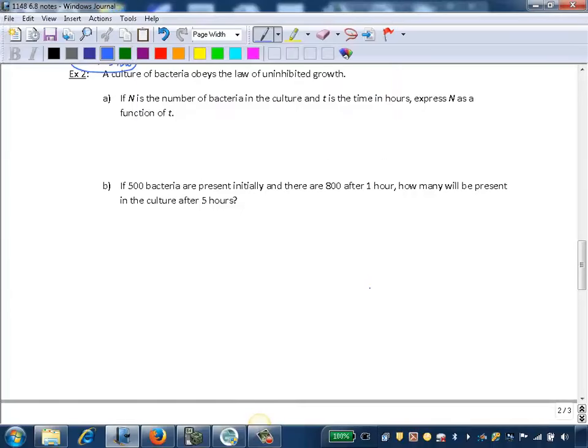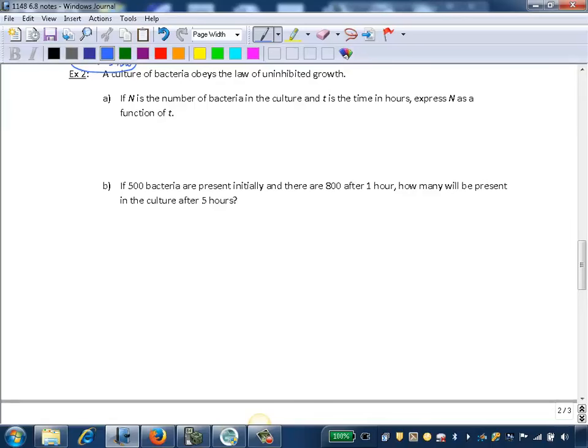Example 2. A culture of bacteria obeys the law of uninhibited growth. Part A. If n is the number of bacteria in the culture and t is the time in hours, express n as a function of t. So in this problem, we're asked to actually come up with the model rather than just using a model that's given.